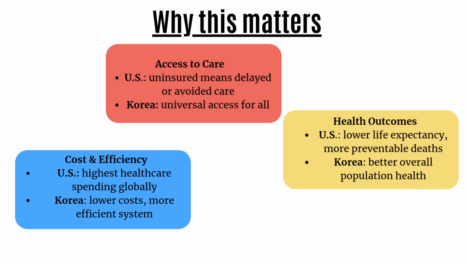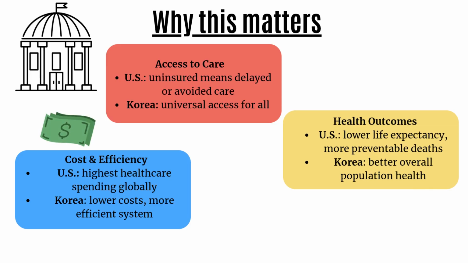The differences between these systems matter because they directly affect population health and healthcare outcomes. One major issue is access to care. In the United States, people without insurance or with limited coverage may delay treatment because of cost, which can lead to more serious health problems later on. In South Korea, universal health coverage means that people are more likely to receive medical attention earlier and more consistently.